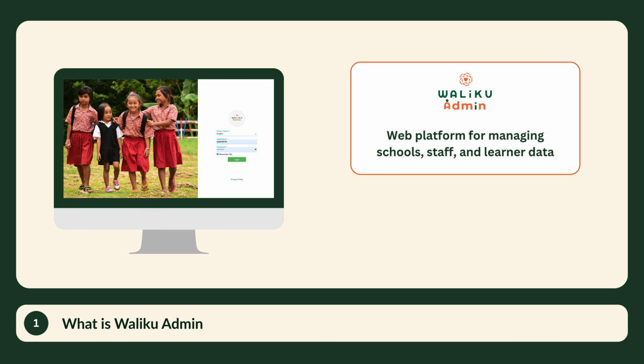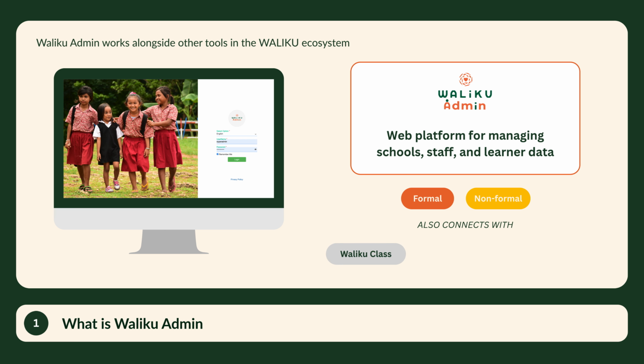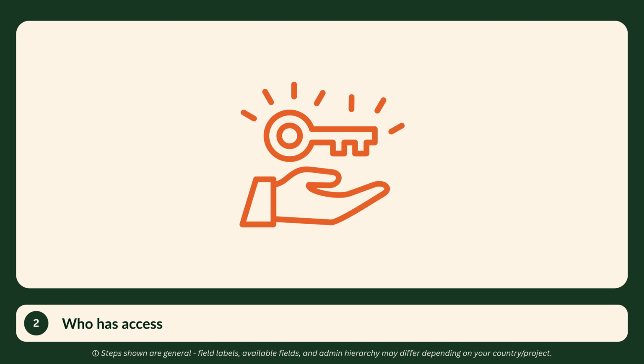What is Waliku Admin? Waliku Admin is the web-based admin platform for managing schools, staff, and learner data, used across both formal and non-formal education settings. It works alongside Waliku Class, our Android app used for daily attendance and learning outcomes, and connects with other tools in the Waliku ecosystem, including Kobo for data collection, Power BI for reporting, and the Waliku Field app, currently in development.